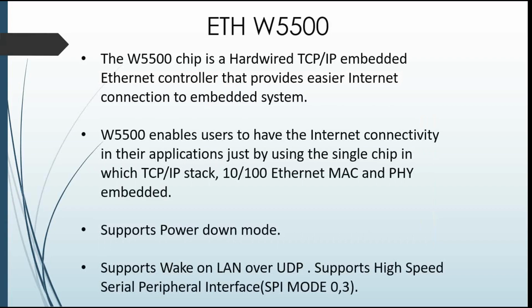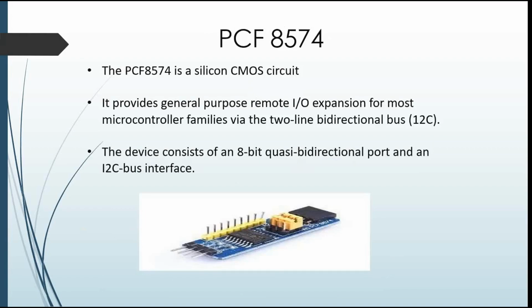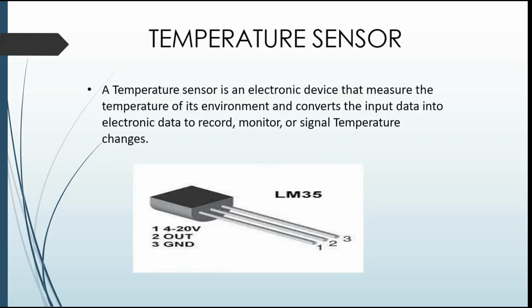Ethernet shield. We are using the Ethernet shield to connect our Arduino IoT devices to the internet, and from there it will be connected to our mobile. This is all based on cloud technology. PCF 8574. We are using PCF 8574 for general purpose remote IO expansion for most microcontroller families. Temperature sensor. We are using the temperature sensor for measuring the temperature of our room. The temperature sensor consists of 3 pins, one for 4 to 20 volts, one for output, and one for ground.